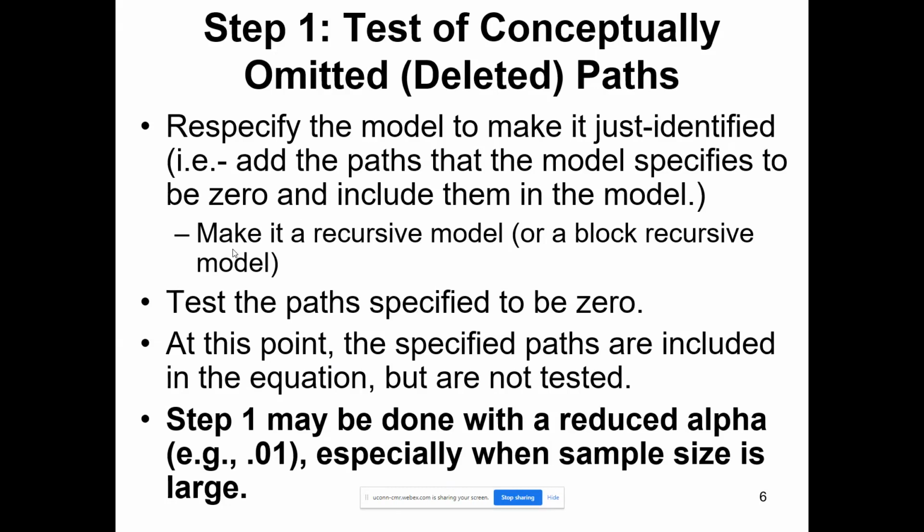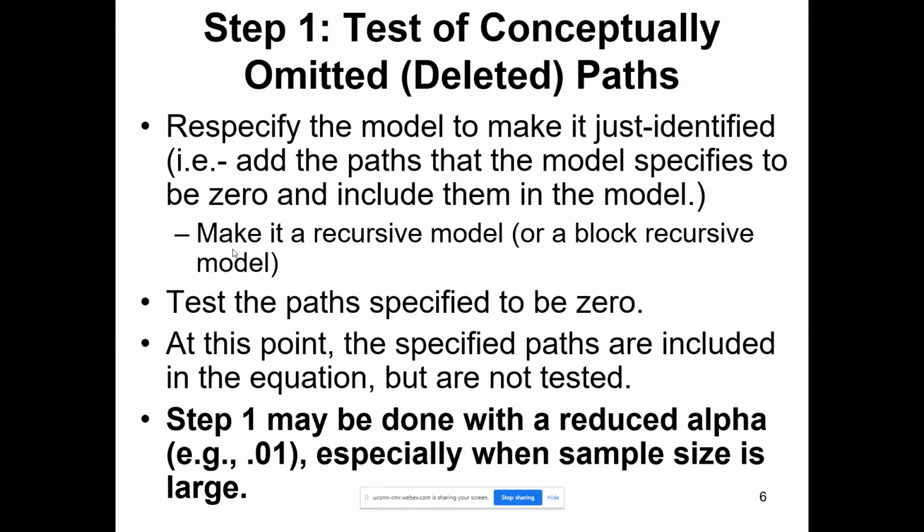So it can be a recursive model, or it can be a block recursive model, in the sense that you can allow the disturbances to correlate between two variables that are in the same block. That way you don't have any backwash back into A by doing that.